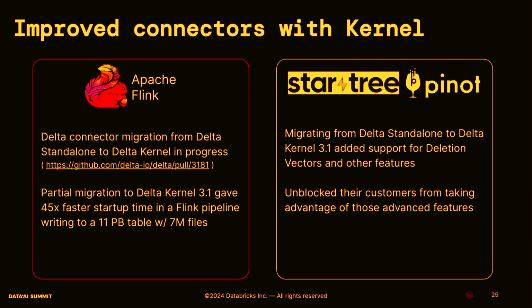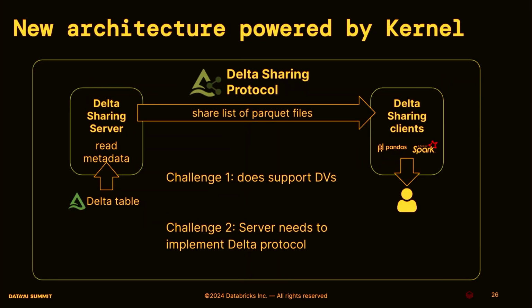Another one is a partnership going on right now between StarTree and Pinot. The StarTree folks migrated their connector again from standalone to kernel. The benefit they got is that earlier, since they were using standalone, they had to disable deletion vectors. Standalone doesn't support deletion vectors. They had to disable deletion vectors for their customers, but with kernel, they won't have to do that anymore. So benefits all over the place.